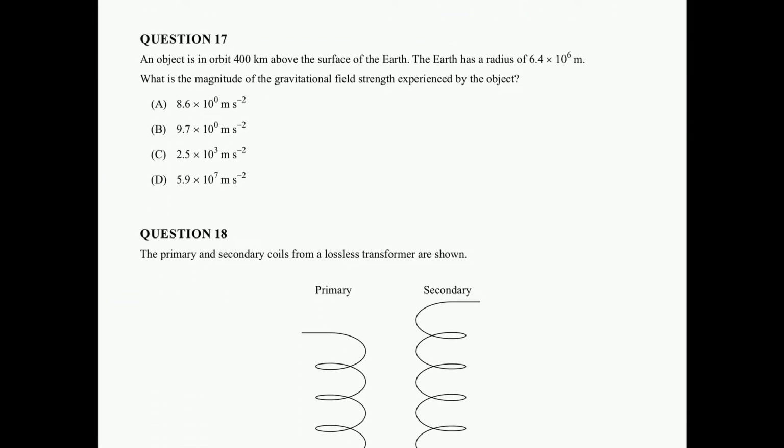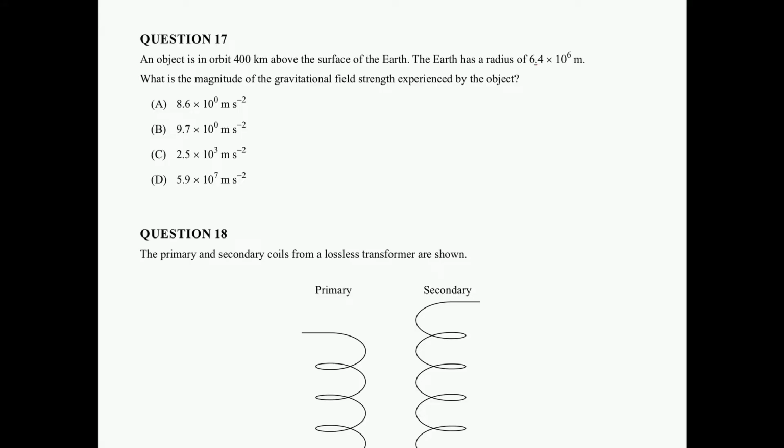Okay, so question 17. An object is in orbit 400 kilometers above the surface of the Earth. The Earth has a radius of 6.4 times 10 to the 6 meters. What is the magnitude of the gravitational field strength experienced by this object? So again, look through your formula book. Let's have a list of our variables.